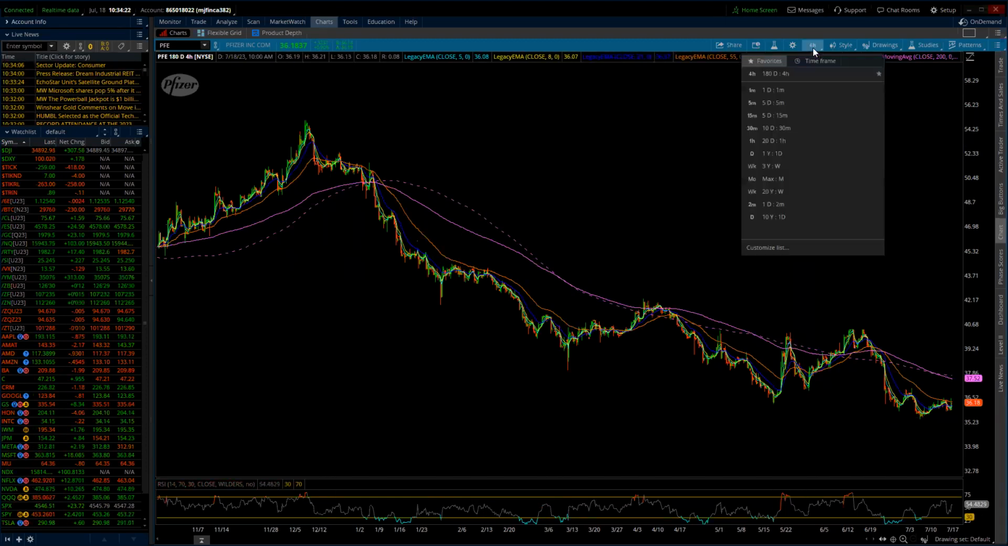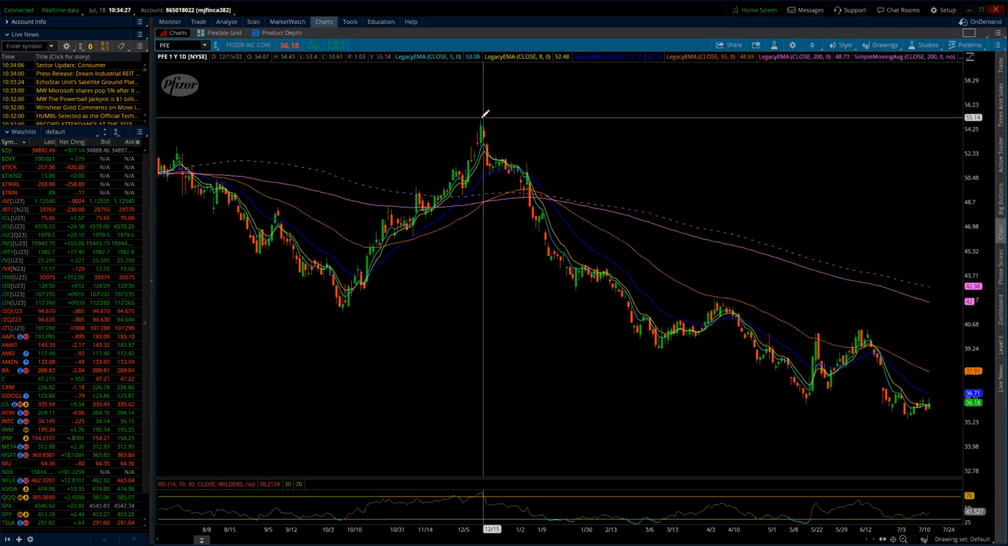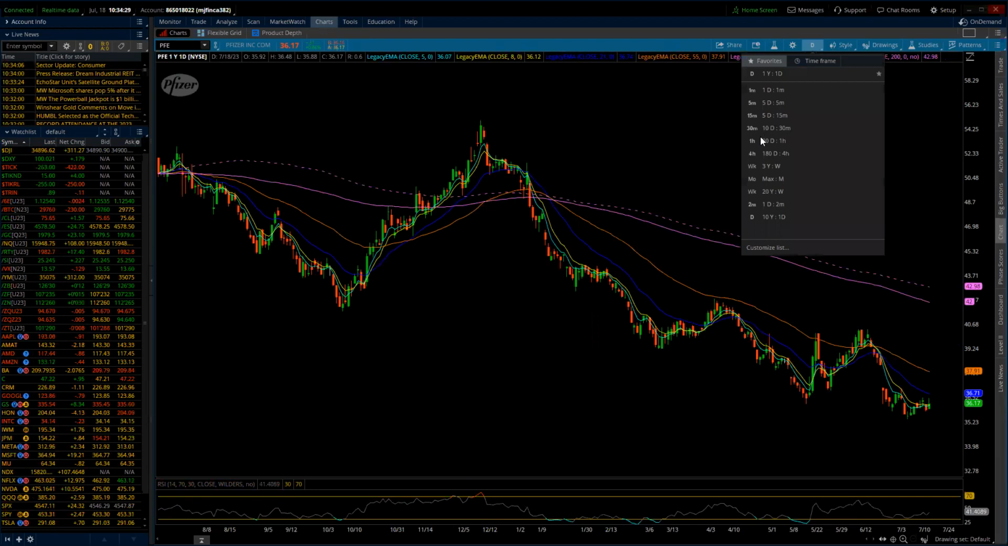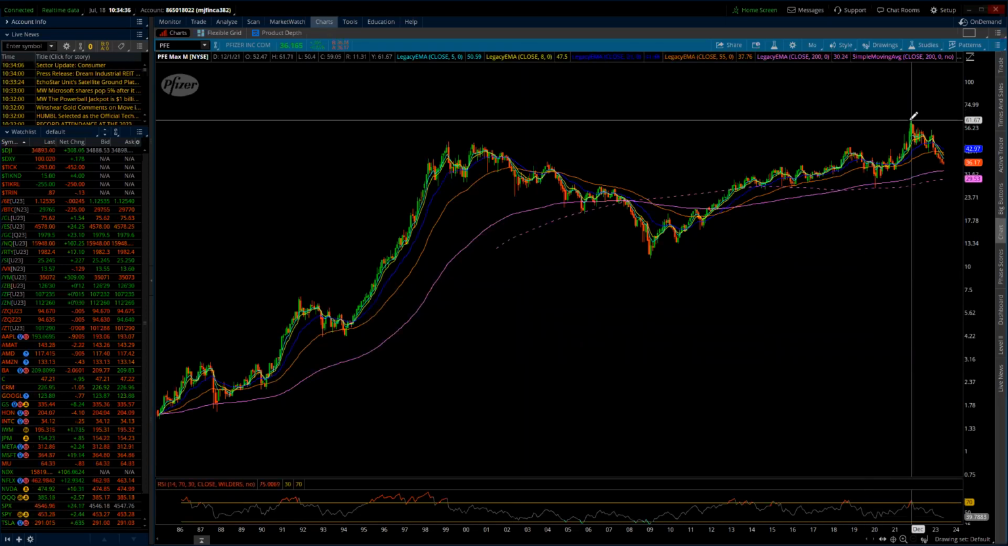So you kind of have to move out to a larger picture so you start to get, well, what could it be doing? Now, if I start on my monthly max, you're going to see that Pfizer topped out in November of 2021.